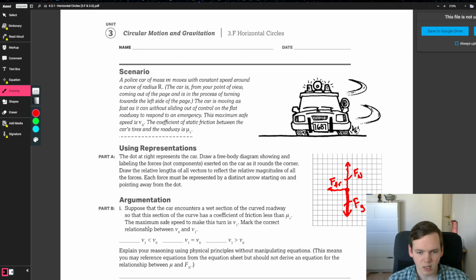Okay, so suppose the car enters a wet section of the roadway so that the maximum coefficient of friction is less. What's the maximum safe speed? And mark it with the correct relationship. If we have less tangential force, then there's not as much pulling me inwards, which means I'm going to be accelerating less, which means I can't turn as tightly. So in other words, the new speed has to be less than the old speed.